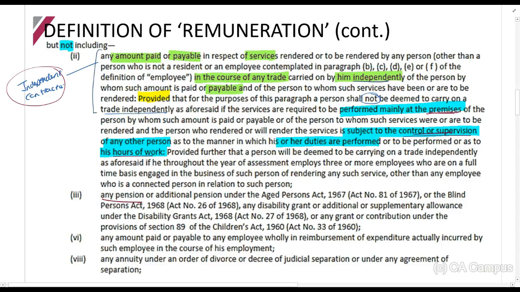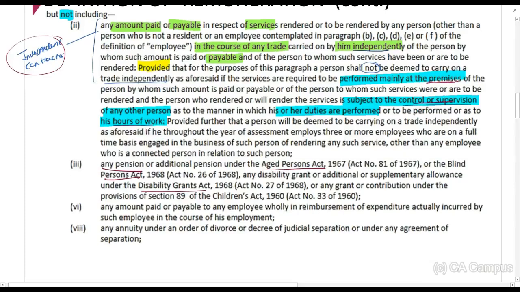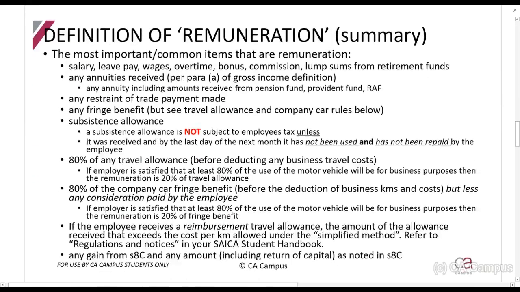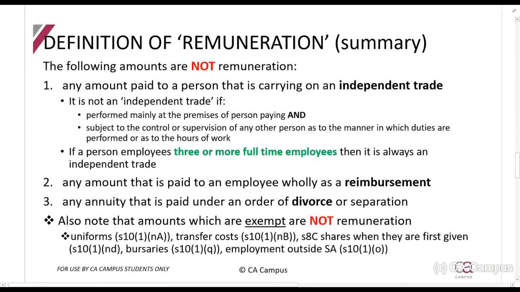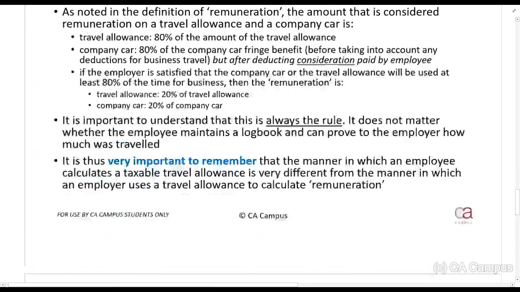Right. Any pension is also considered remuneration, not considered remuneration if it has to do with aged persons or the Blind Persons Act or disability. Right, so guys, your normal pension that you receive from retirement, that is remuneration, not disability pensions and so forth. Right, and also not annuities under divorce. So for example, maintenance. Right, so the rest of this is just, again, a summary of everything that we've seen here.